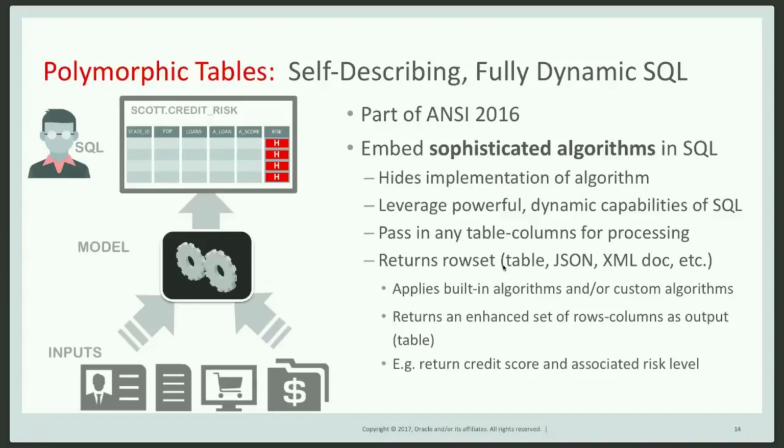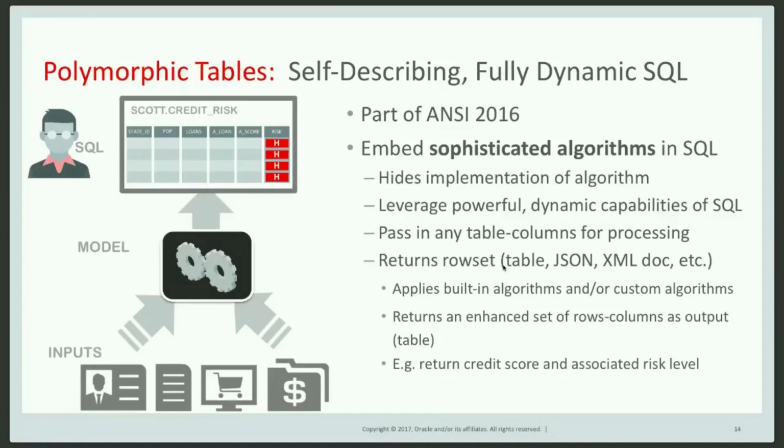What we're doing here is, as I said, hiding the implementation of the algorithm from the report consumer. So as a SQL report developer, if you wanted to get a credit risk result, you would just consume that table as part of the from clause.